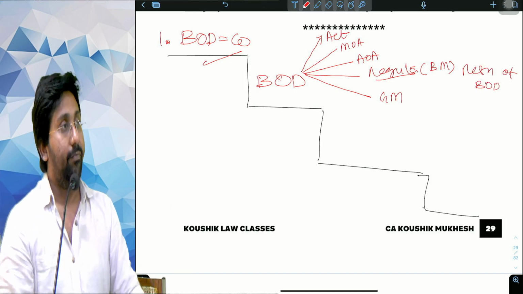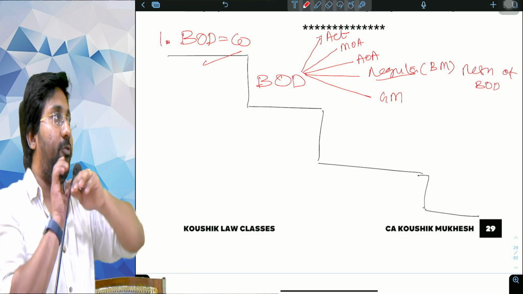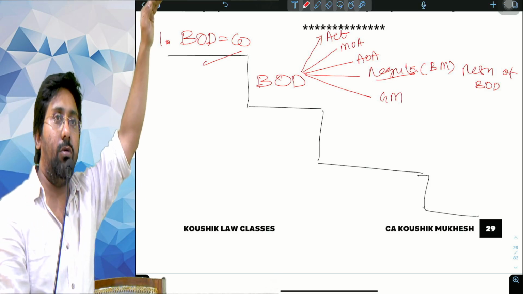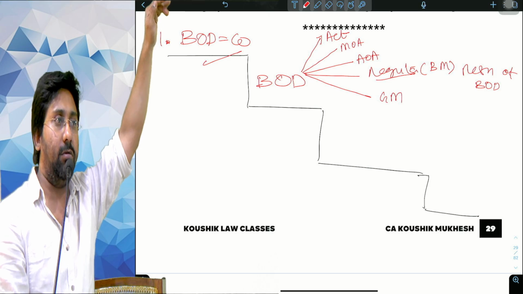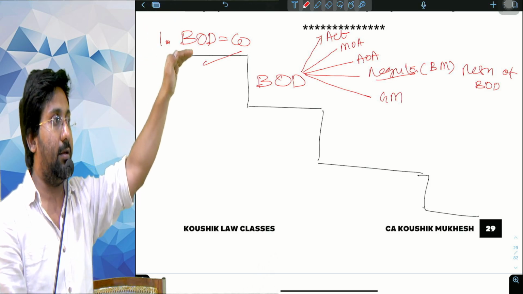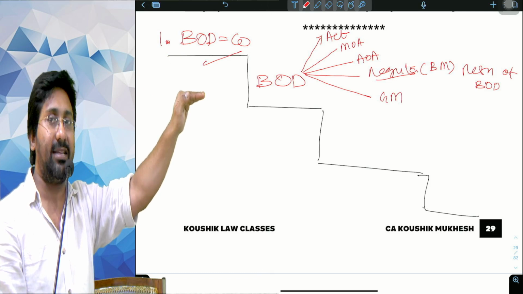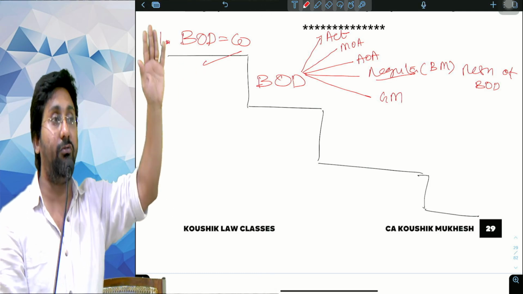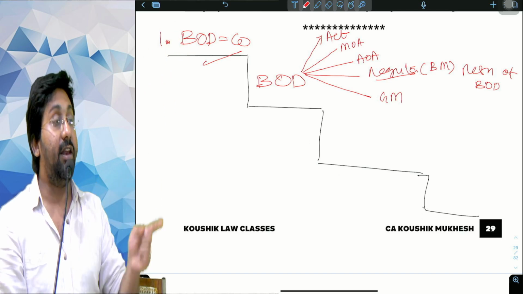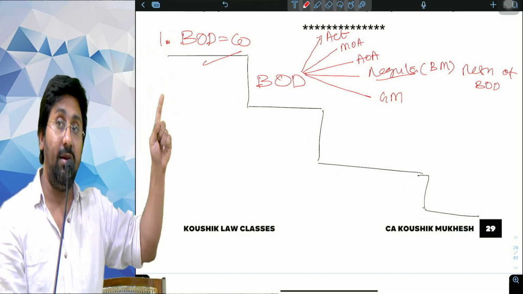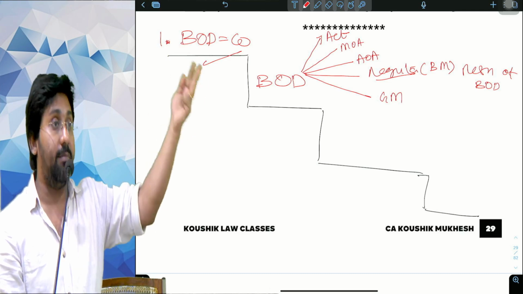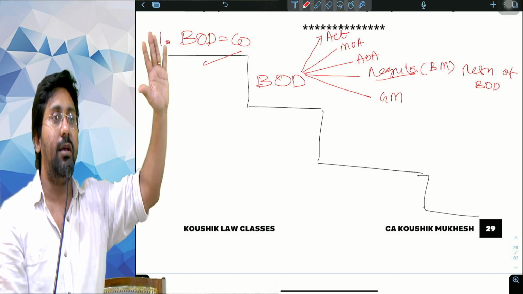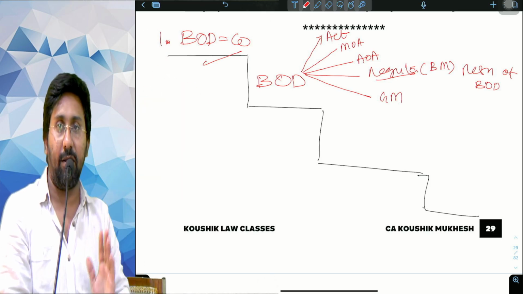I repeat. Stage number 1, top floor level: you are a superstar, they said. Board of directors, what can I do? The board can do everything the company can do. Slowly they said, but don't get excited. While exercising the powers of the company, you should be subjected to five things. Number 1, number 2, number 3, number 4, resolutions of the board. The last one, resolutions of a general meeting.